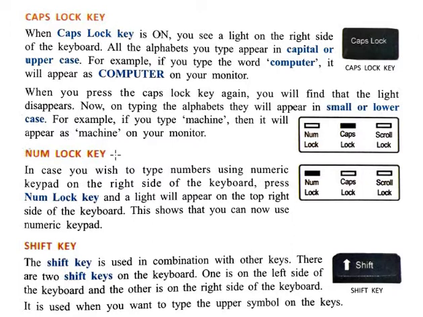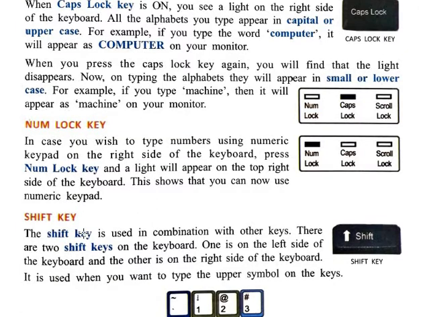Next, number lock key. In case you wish to type numbers using the numeric keypad on the right side of the keyboard, press the num lock key and a light will appear on the top right corner of the keyboard. This shows that you can now use the numeric keypad. If you want to use the numeric keypad on the right hand side of the keyboard, firstly you press the num lock key.